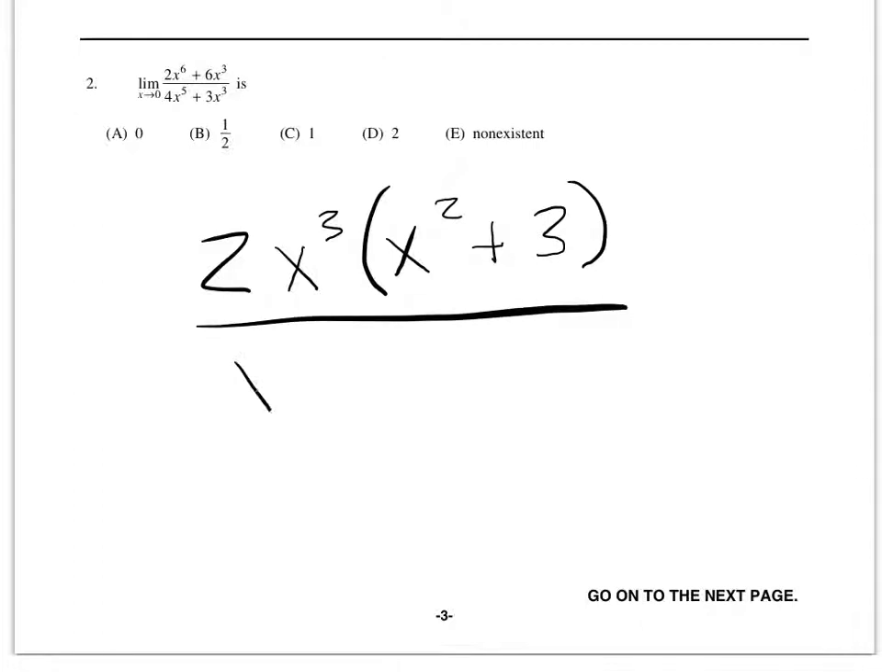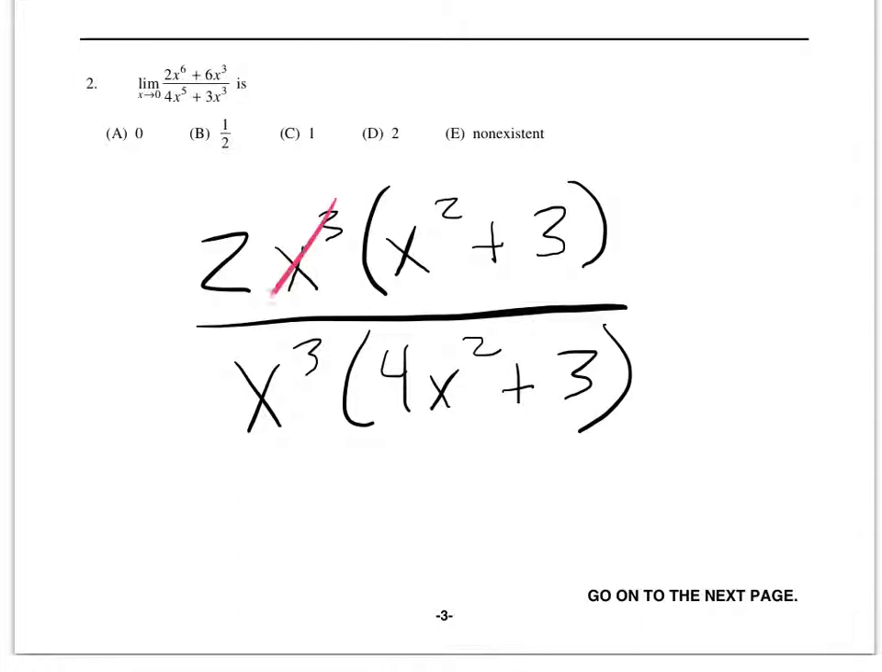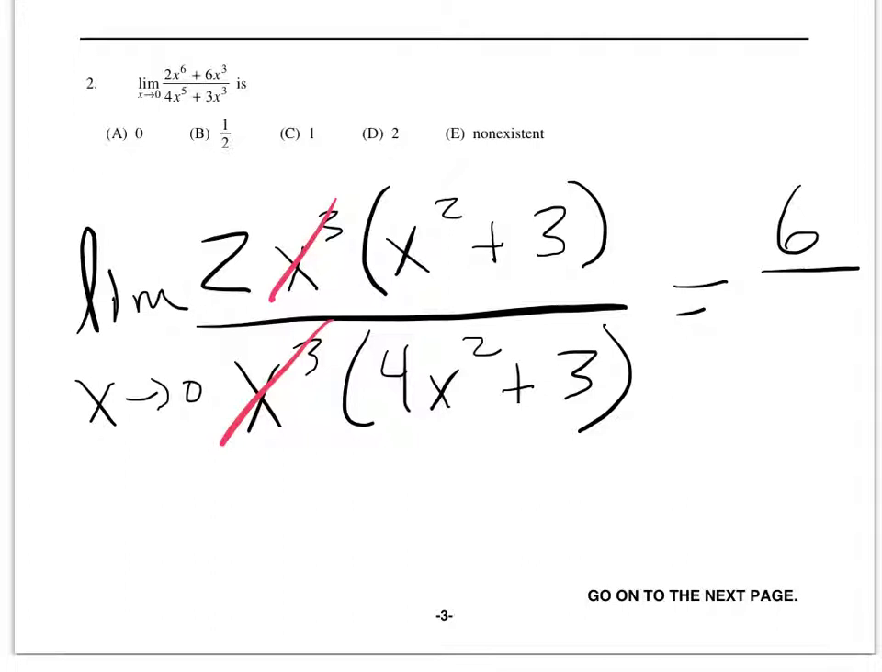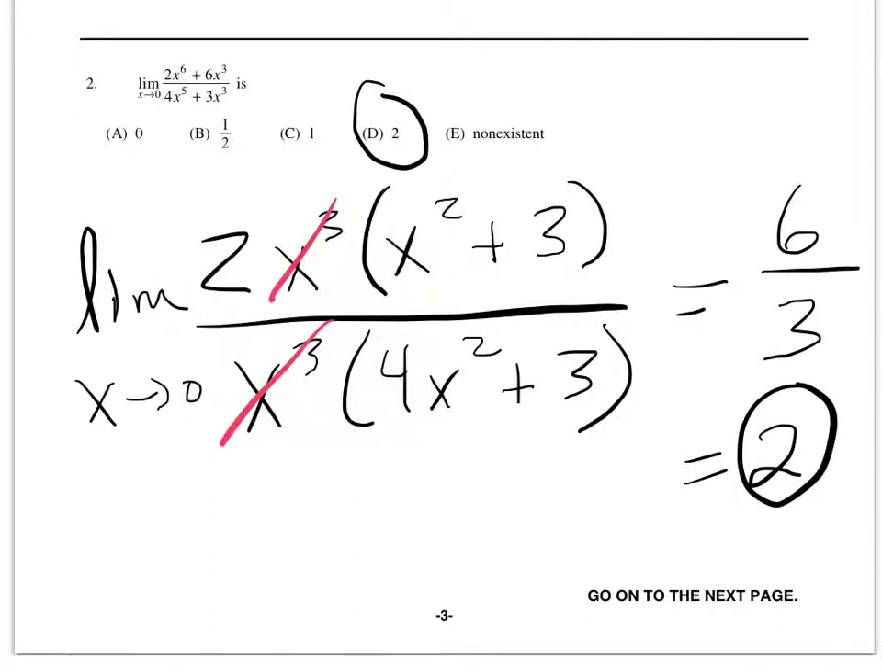Divided by x cubed over 4x squared plus 3. So now that we've done this, I can cancel out these x cubed, and then I'm at a point where I can plug that 0 in. So as x approaches 0, the limit should equal, let's see here, up top that would give me 6, and down below that would give me 3. So that gives me 2. So my answer is D.